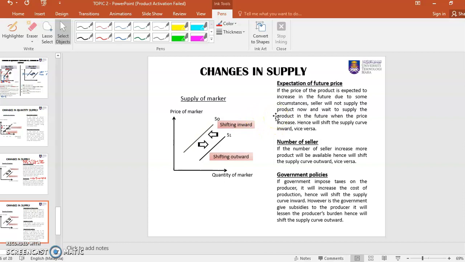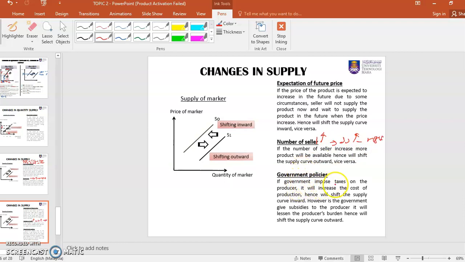Bila you expect bulan depan harga gula bak naik, so you akan jual sikit lah bulan ni. So supply curve shift to the left. Number of sellers. If the number of sellers increase, more product will be available, hence will shift the supply curve outwards. Okay. Ini normal lah. Bila ramai penjual, when number of seller increases, kan bila ramai penjual, so supply of good will increase, supply curve shift to the right.